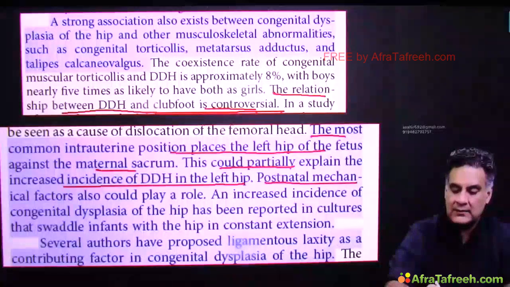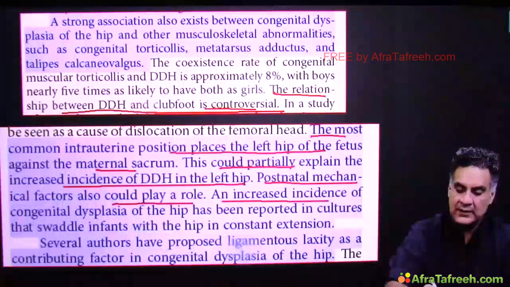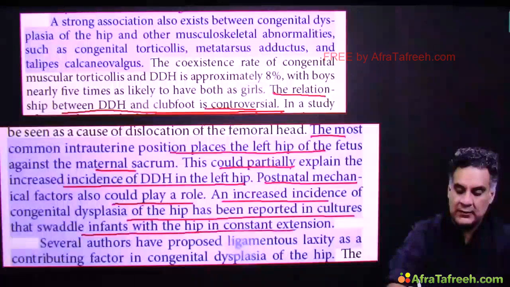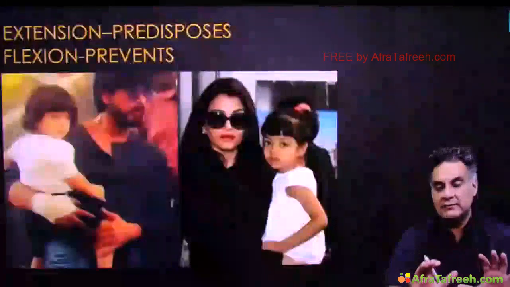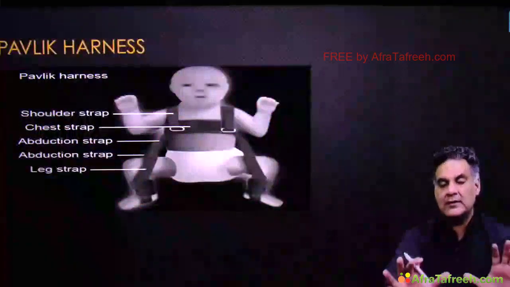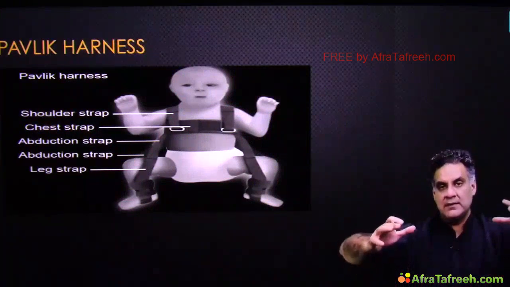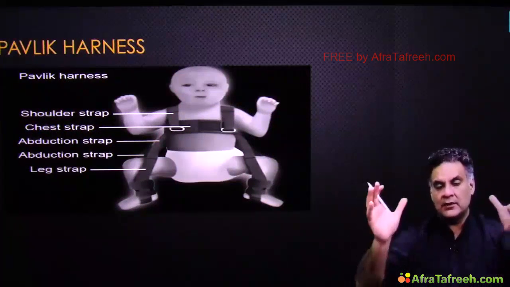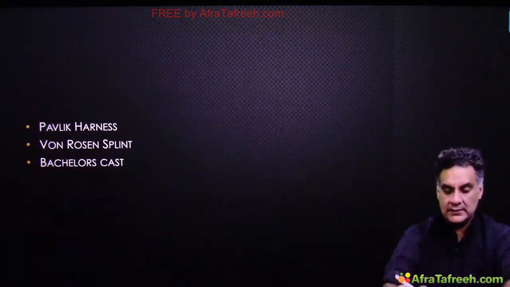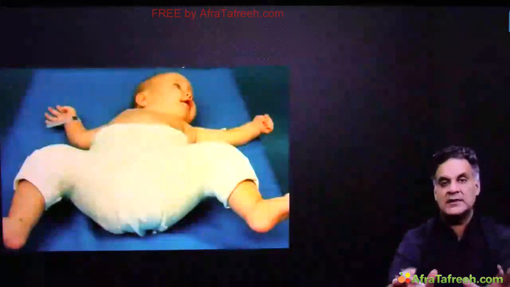Postnatal mechanisms can play a role. So after delivery, there's a role. An increased incidence of DDH has been reported in cultures that keep the infants with the hip in constant extension. So we keep them flexed, we keep them abducted, and it prevents DDH. This is a harness in which you maintain abduction and flexion of the hip, so the head stays inside the acetabulum. It is called a Pavlik harness, used in DDH. At birth, you can use a Pavlik harness, von Rosen splint or a backless cast in DDH.